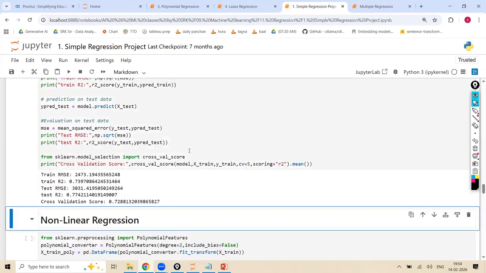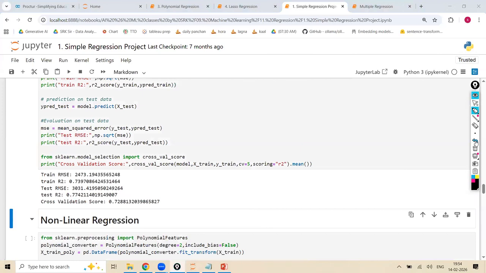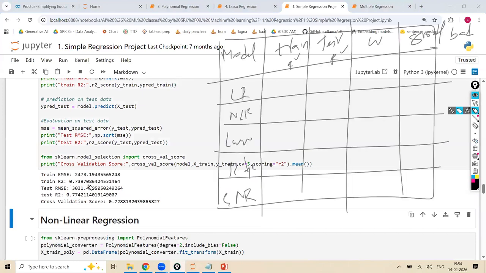That is linear regression. For the linear regression, what is the train R square I have got here? Train R square is 0.7397, which is 73.97%. Up to 2 decimals, I write 73.97%. And what is the test R square? Test R square value is 0.77, which is nothing but 77.42. And next, what is the cross validation score? 72.88. Now, these are all percentages.